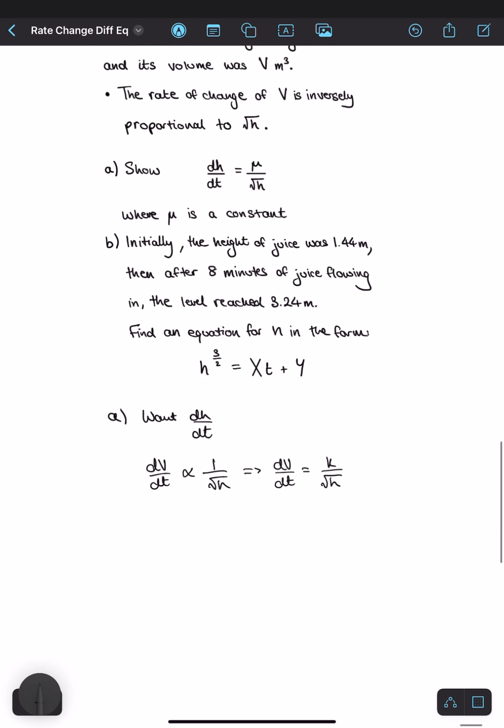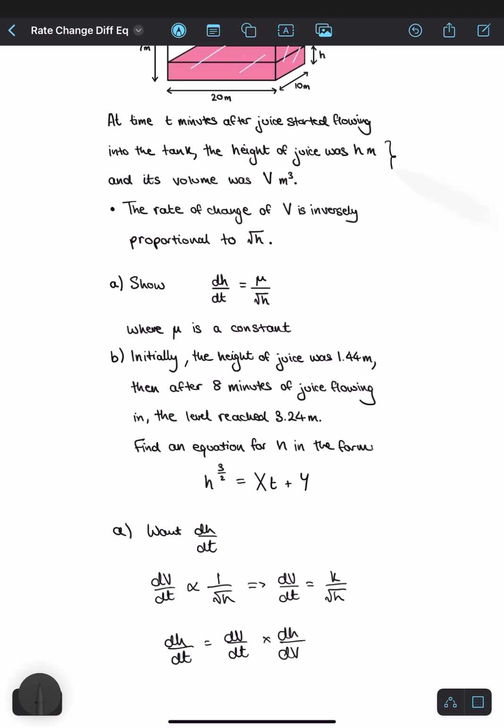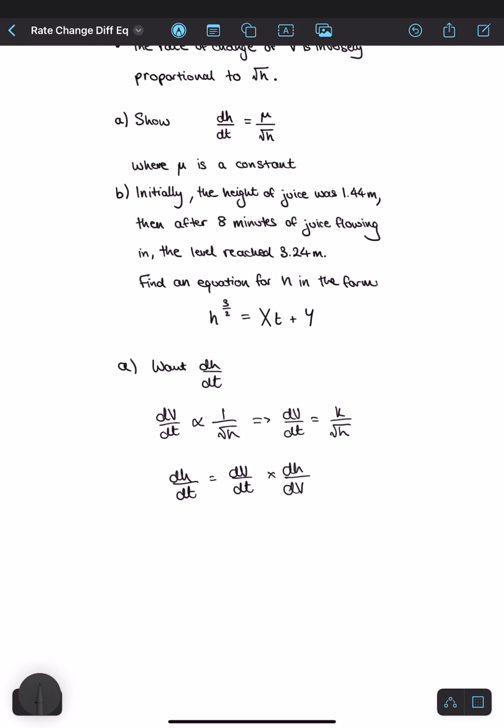So we want dh by dt, right? So dh by dt could be equal to dv by dt, and we want a dh on top, right? So let's multiply that by dh and divide through by dv. So we need to have an equation in terms of v and h. Well, what other information do we have here? This bit. The height of the juice is h meters and its volume is v meters cubed. So let's find the volume in terms of h.